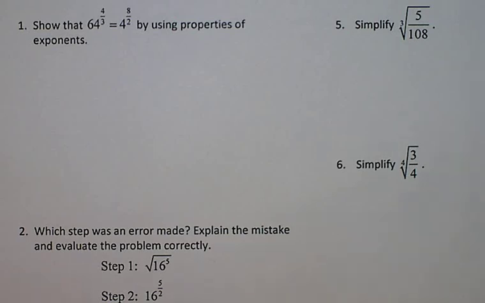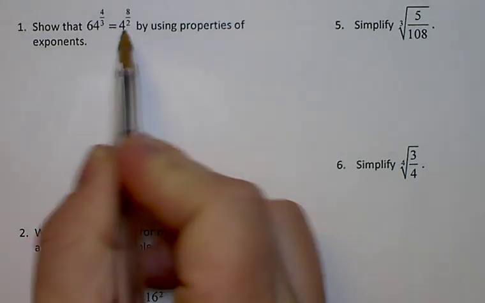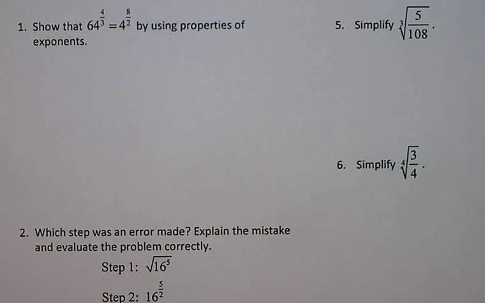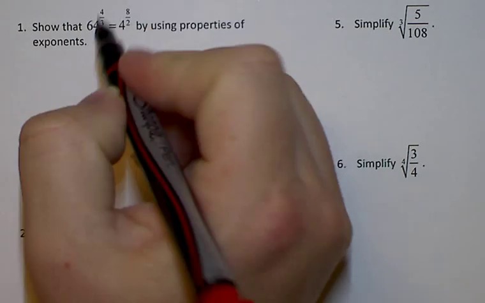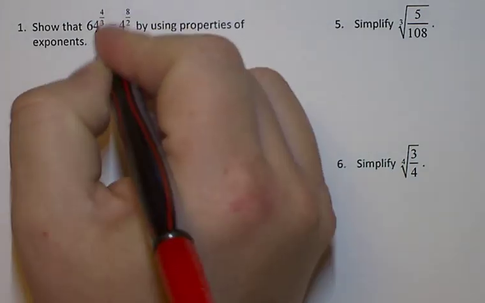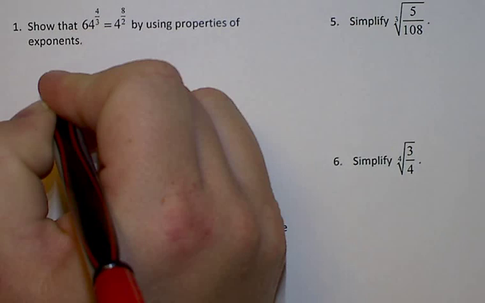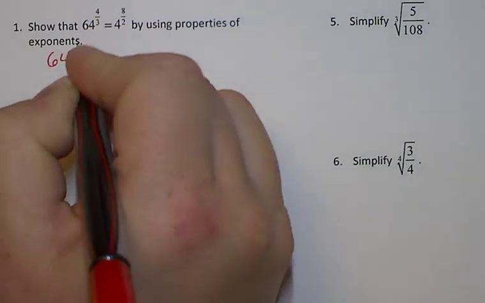So this is your class notes, and the first problem asks us to show that the following are equal using properties of exponents. What that means is you can't just plug it into your calculator and go, yep, they're equal. You got to show that you understand through the process. So here's what we're going to do. I'm going to use red to represent the left-hand side. So 64 raised to the 4/3.